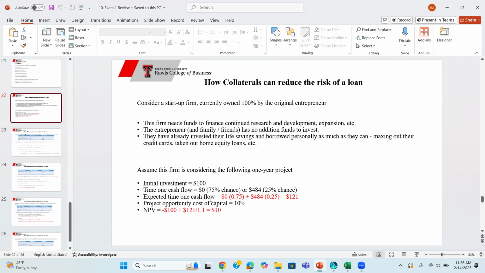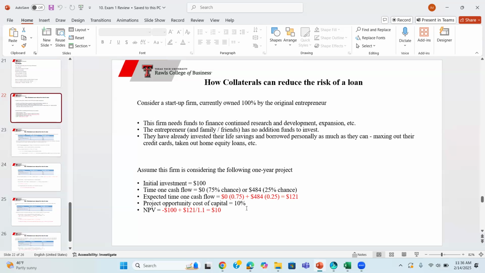So the expected time one cash flow, for the 0, the first part is 75. We multiply the probability to get the expected value. So the 484, and this is the probability 0.25. As the other is 0, we just get the 25% chance for 484, right? So we get $121 for the expected time one cash flow. This is for after 1 year.